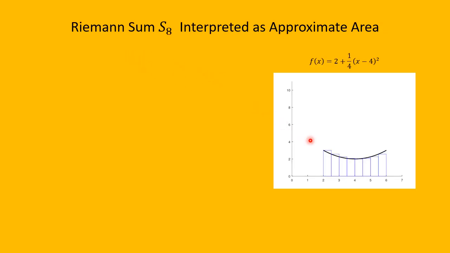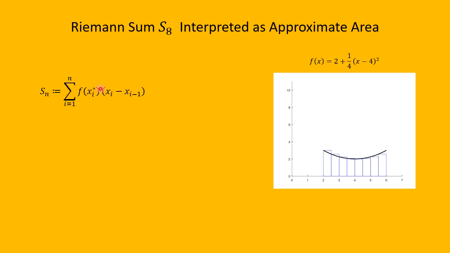So let's look at an approximation of the area under this curve, f of x equals 2 plus this stuff, and we'll approximate the area by looking at the sum of 8 rectangles. This sum will be a Riemann sum, it turns out. So we're going to look at the Riemann sum S sub 8 as the approximate area under that curve. So first of all, here's the definition of the Riemann sum with n terms, as we've seen before.